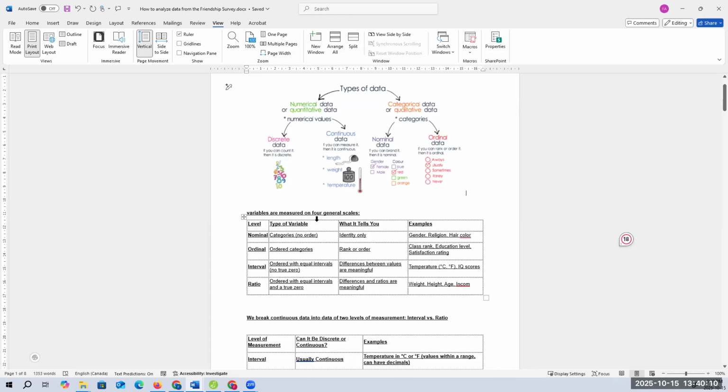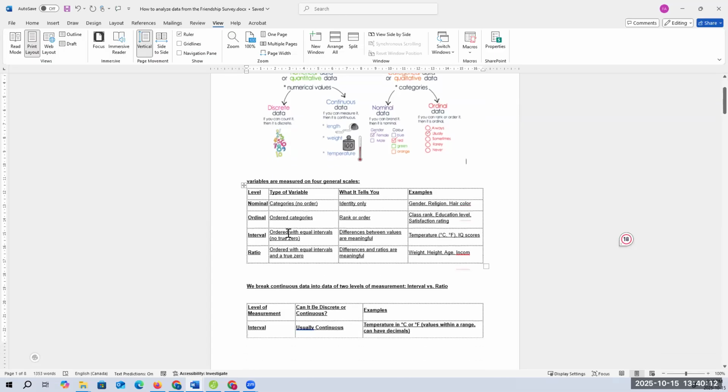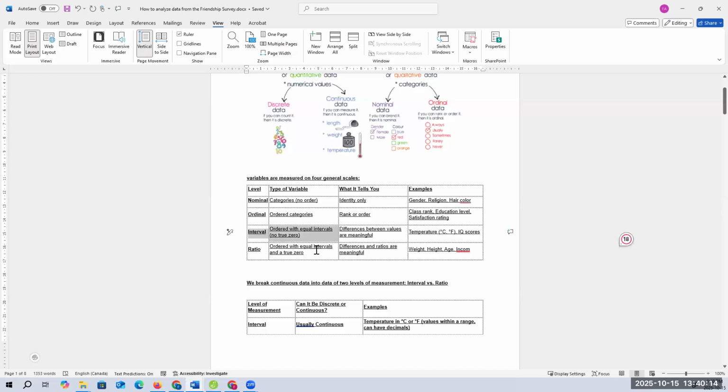And in terms of continuous data, I think you can figure out that there's interval and ratio. So what does that mean? Interval means ordered with equal intervals. Differences between values are meaningful. So for example, temperature in degrees Celsius, even zero means something. So there's no true zero in terms of a nothing.